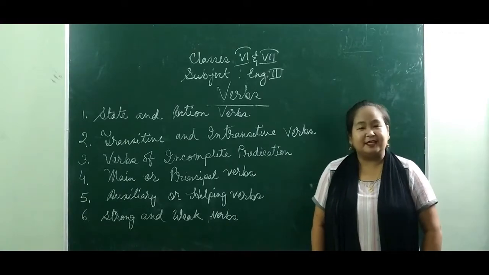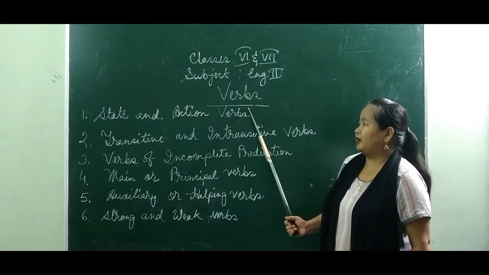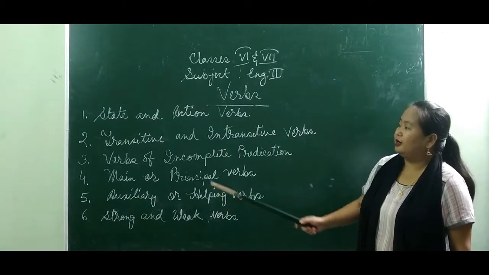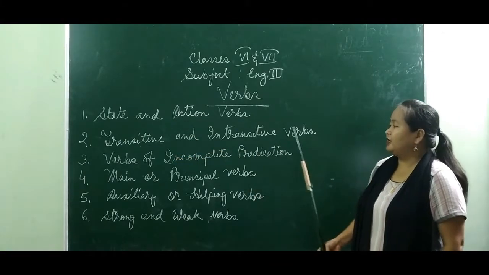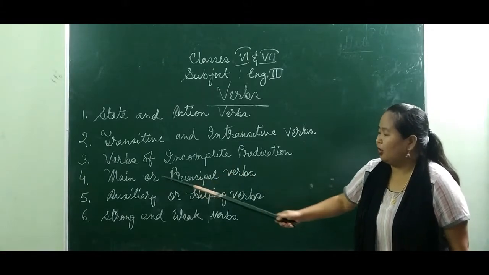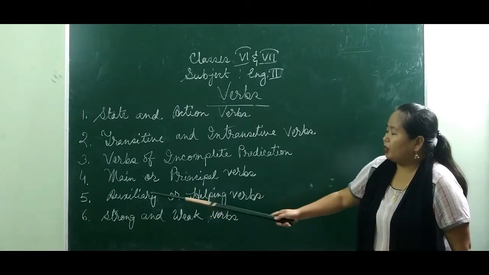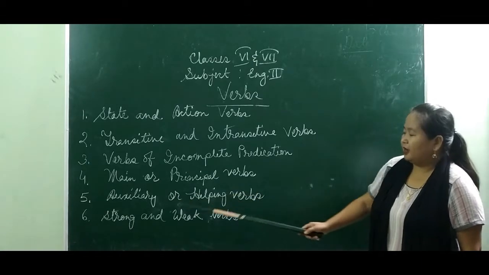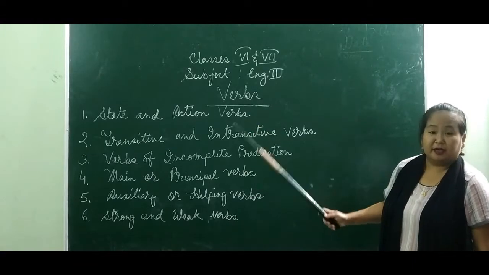This class is for class 6 and class 7. Today I shall teach you on verbs, okay? And in this class we shall learn what are state and action verbs, what are transitive and intransitive verbs, verbs of incomplete predication, main or principal verbs, auxiliary or helping verbs, and strong and weak verbs, okay? So all these things we will learn in this class.